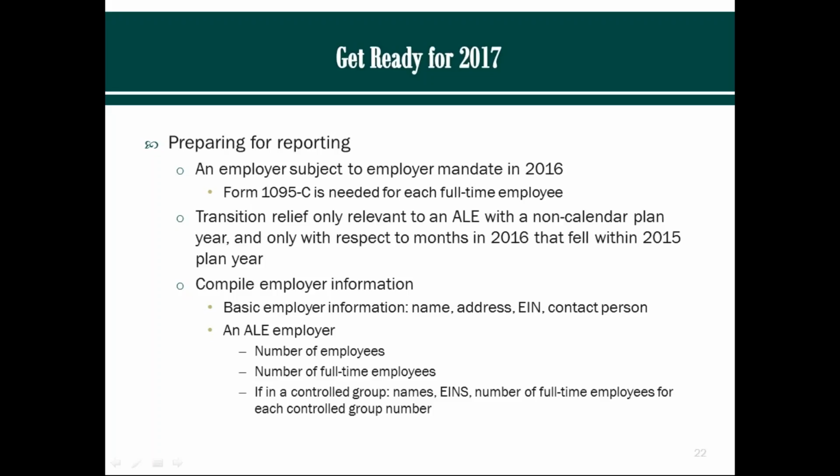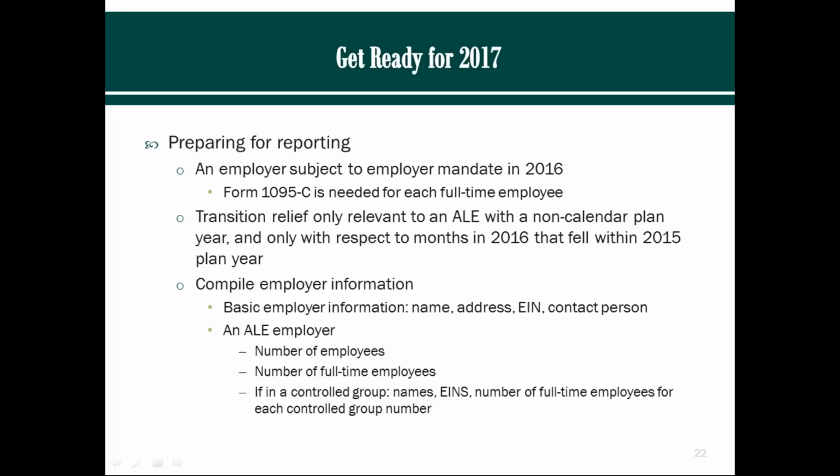Just remember, 1095-C, each full-time employee. Transition relief, we just mentioned that it's only relevant if you had a non-calendar plan year, and it's only applicable for the months in 2016 that fell within that 2015 plan year. Start compiling your employer information, basic information. Know the legal name of your company that matches that EIN and the address. You're going to need a contact person. You're going to need a contact name.